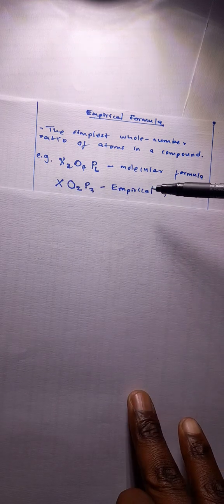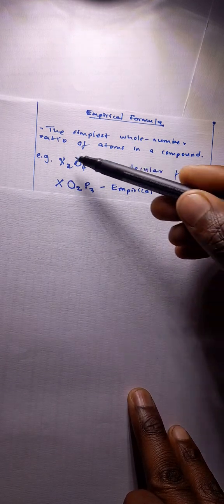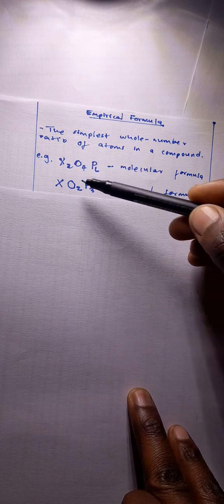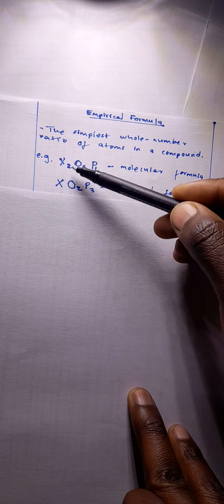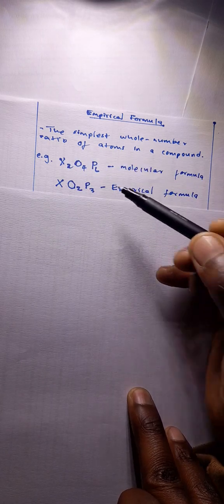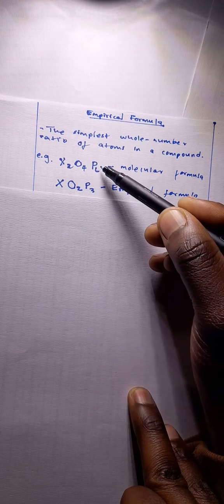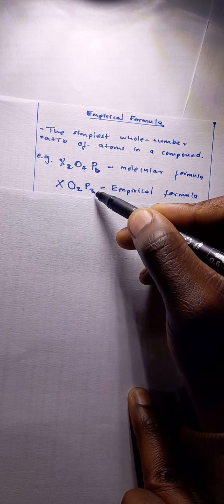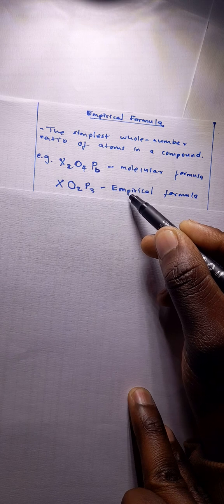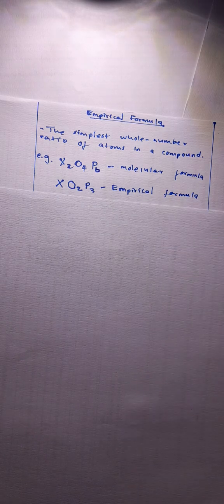What is the simplest form of this molecular formula? We can see that 2 can divide into these atoms. If we divide by 2, then what are we going to have? We're going to have X. From O4, we are going to have O2. From P6, we are going to have P3. This is what we call the empirical formula, and it's what we'll be doing today.